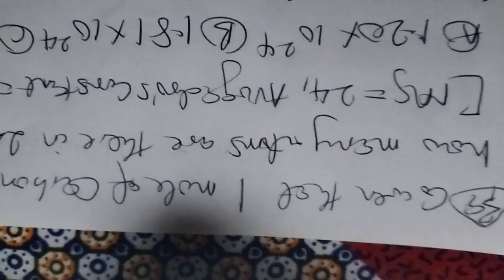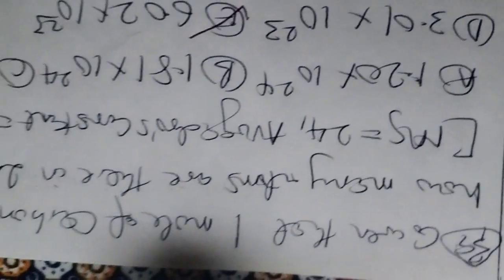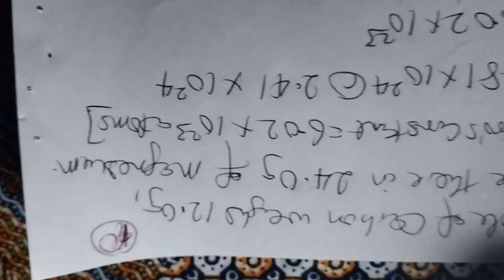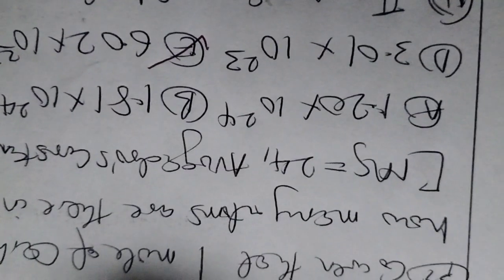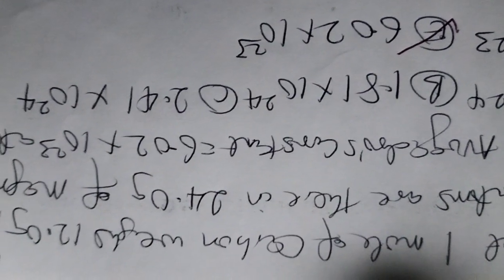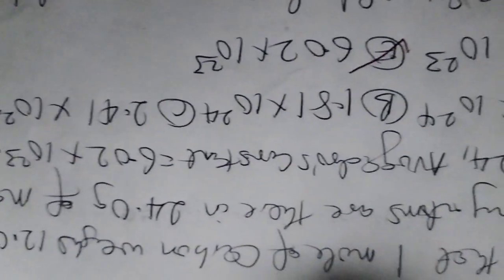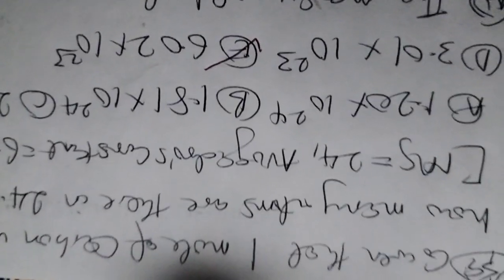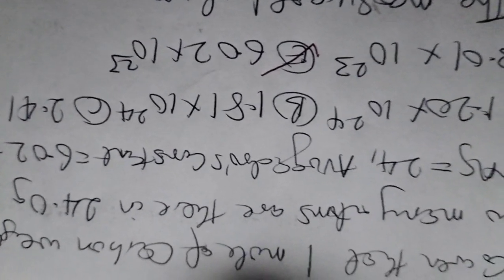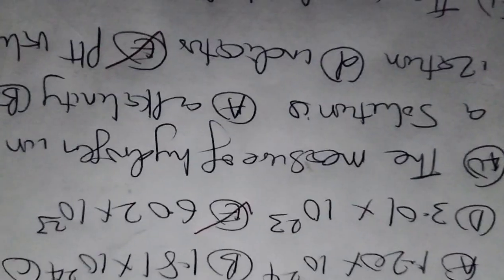Number 39, given that 1 mole of carbon weighs 12.0 grams, how many atoms are there in 24.0 grams of magnesium? Then we'll have the atoms of magnesium as 24, the Avogadro's constant as 6.02 times 10 to the power 23 atoms. The answer is E, because 1 mole of an element is equivalent to the Avogadro's constant. So the answer to number 39 is option E.